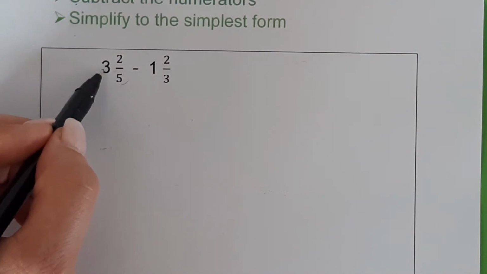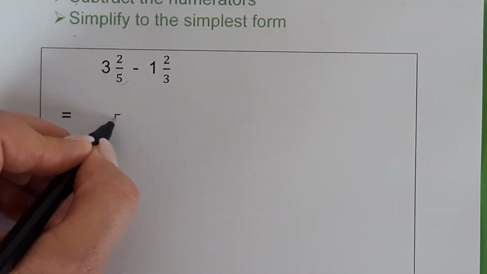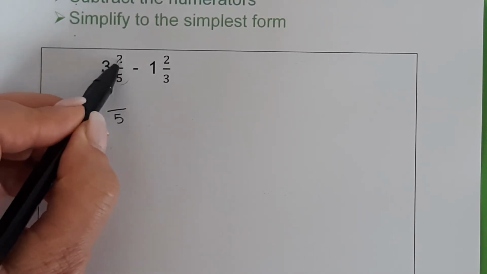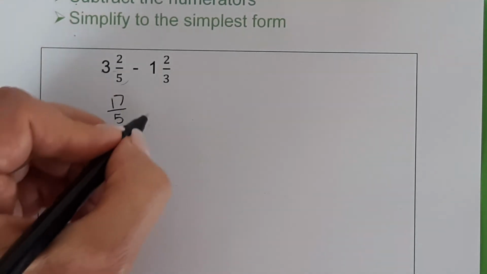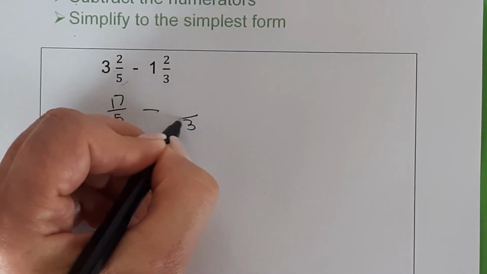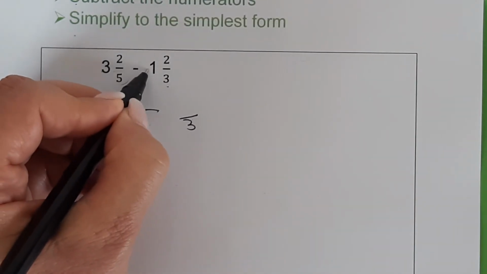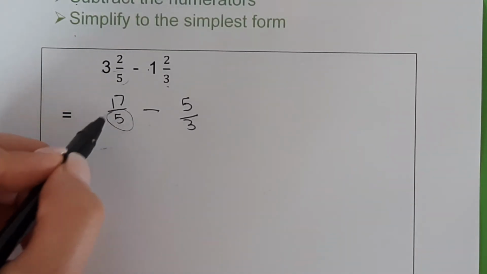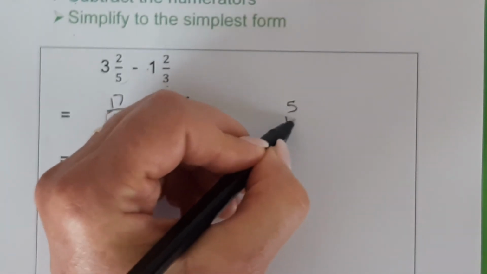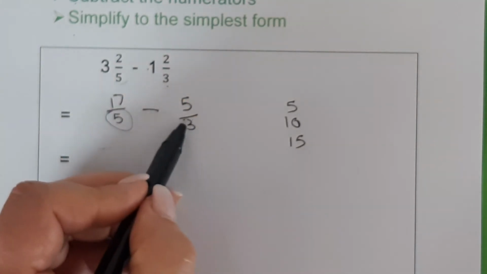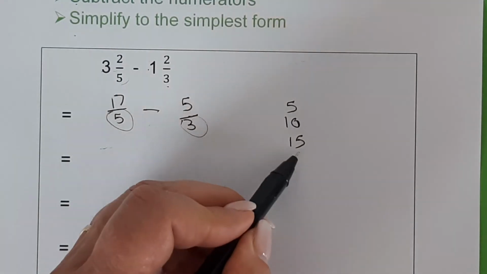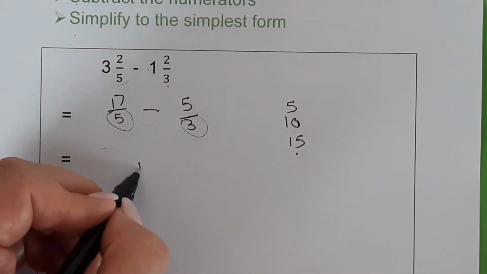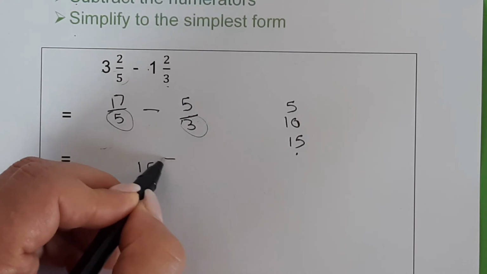I first convert to improper fractions. I write down the 5 there at the bottom. 5 times 3 is 15, plus 2 is 17, minus 3 times 1 is 3, plus 2 is 5. Then I count in my biggest denominator, 5, 10, 15, and I say, yes, I can divide the 3 into 15. So my smallest denominator will be 15.